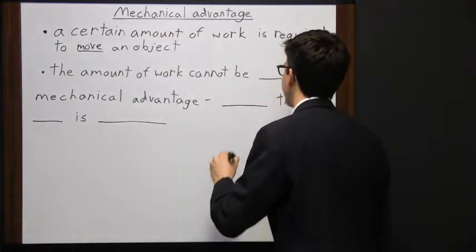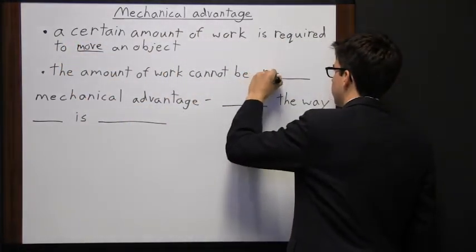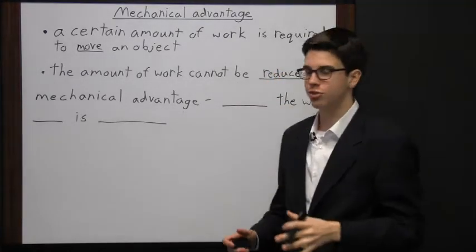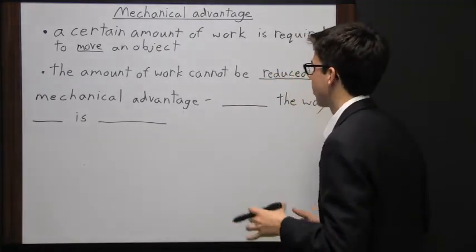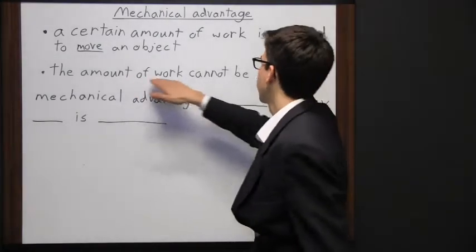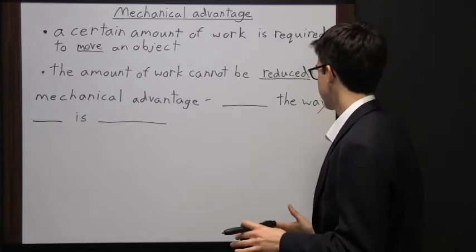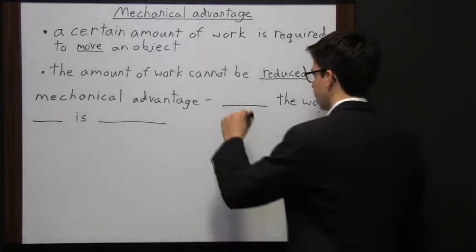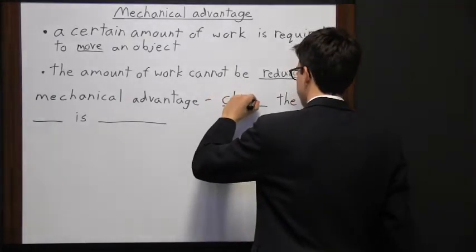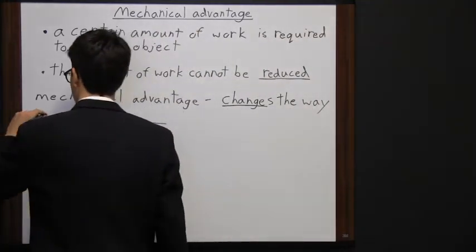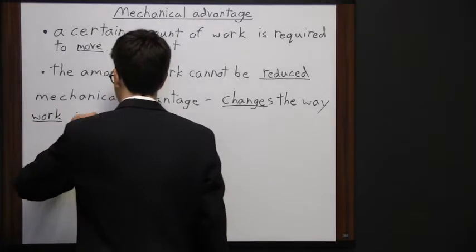And the amount of work cannot be reduced. So how then does mechanical advantage reduce the amount of work you have to do when it says right here the amount of work cannot be reduced? Well, mechanical advantage makes work easier by changing the way work is performed.